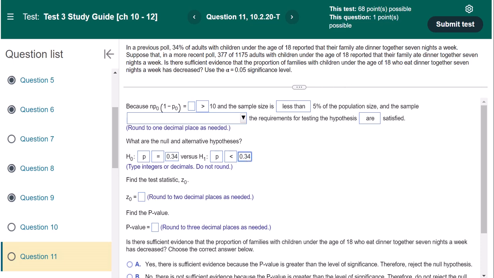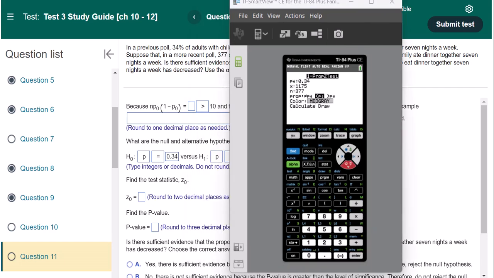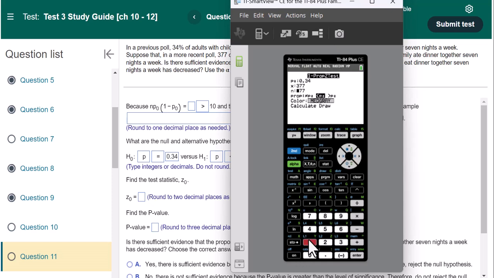Okay, how do you perform the test? I'm going to show you the calculator. Okay, so you go to prop z test, so p0 0.34, you put the value of x. Well, actually, I made a mistake here. And x is 377, and n is the larger number. Otherwise, the calculator will not process this. 1175. And then we need less than sign, and then hit calculate.